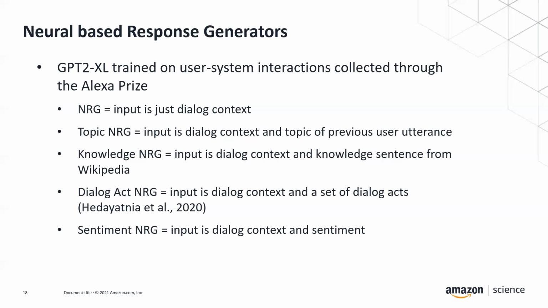We also have this knowledge NRG, where we take in as input some knowledge sentence from Wikipedia to try to incorporate that within the system response. We have this dialog act NRG, where in addition to the dialog context, we send in some set of dialog acts to try to control how this response is structured. So an example is if we sent in two dialog acts such as acknowledge or ask a question, these are again represented as discrete tokens, and the system response should be able to generate a response that follows each of these dialog acts. And then finally, we have the sentiment NRG, where if the user expresses some negative sentiment, we try to control the model to generate some empathetic response.